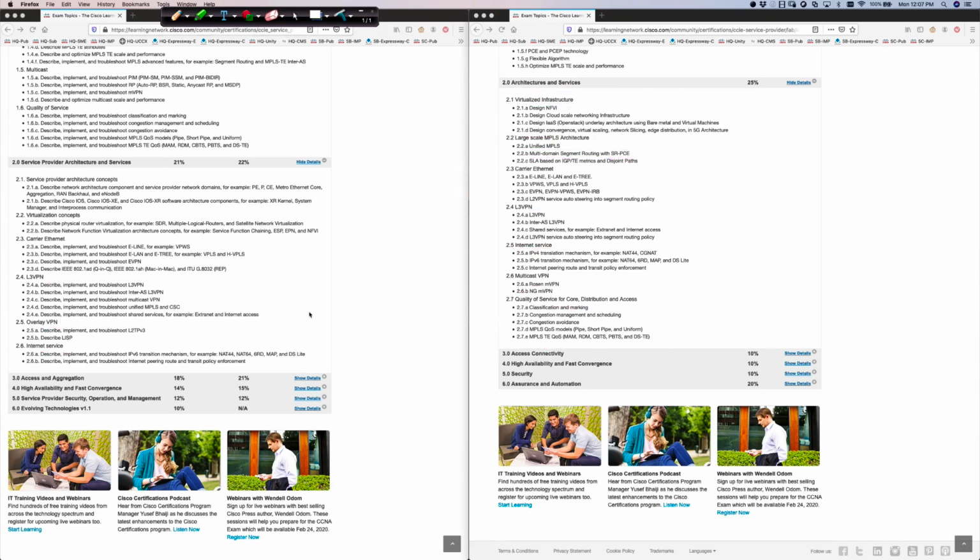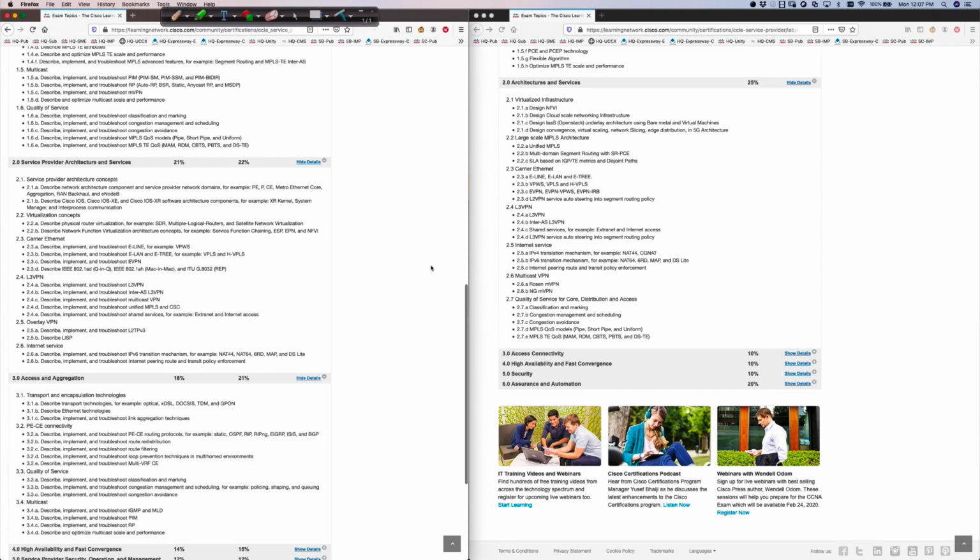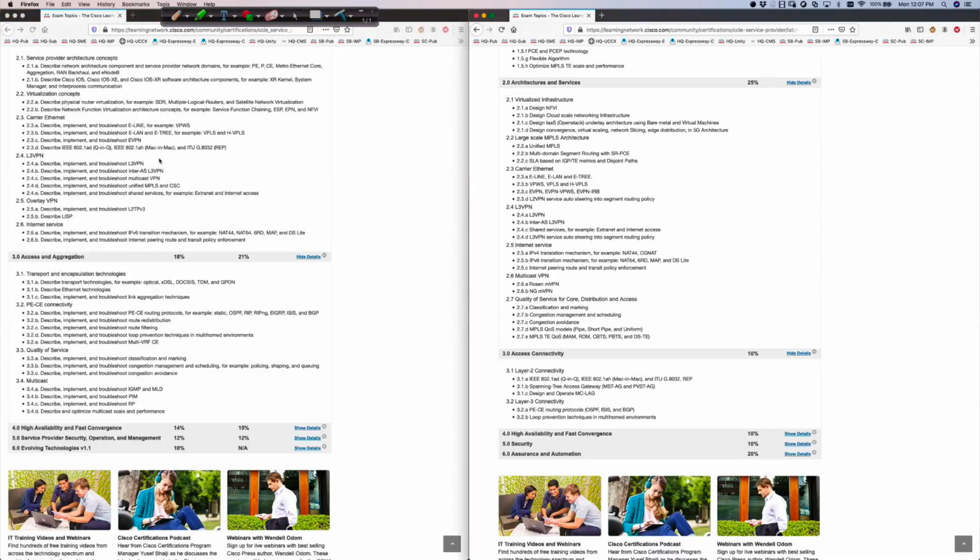Moving ahead to domain number 3, which is access and aggregation. Here, the change was that in the older blueprint we had the PE-CE connectivity, which could be OSPF, RIP, RIPng, EIGRP, IS-IS, or even BGP. If you look at the changes in the access connectivity, we only have the PE-CE protocol being OSPF, IS-IS, and BGP. Basically, RIP, RIPng, and EIGRP were removed from the new blueprint.